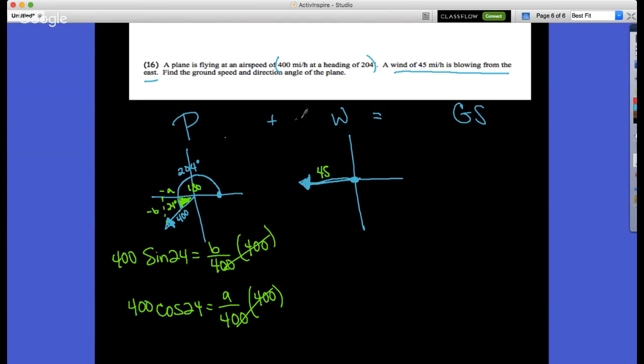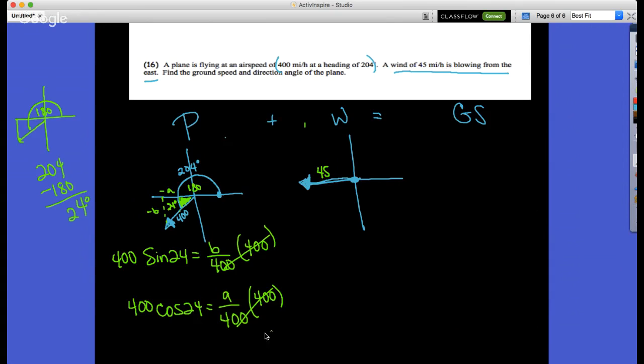Someone just asked a good question: how did we get 24 degrees in here? Well, remember, as a side note, 204 is a little bit greater than 180, so we know it's in quadrant 3. That's why A is negative and B is negative, because it goes left and down. And we know that 180 degrees is the semicircle angle. So since 180 is up here, if the whole thing's 204, I can take 204 and subtract 180, and I get 24. That's how I got 24 degrees. Hopefully that made sense. If it didn't, let me know, and I can go through that again.